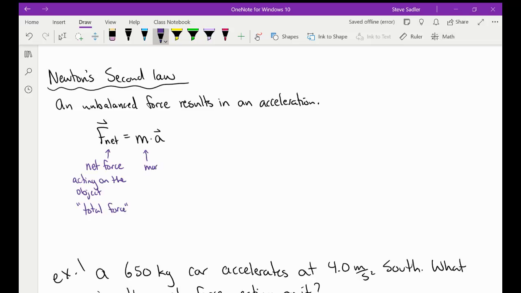M is mass. So F net is also in newtons, by the way. M is mass, and that'll be in kilograms. And A is acceleration, and that is in meters per second squared. That is Newton's second law, and we will be using this throughout the entire unit because we will be looking at net forces always. And I think that one's on your formula sheet as well.